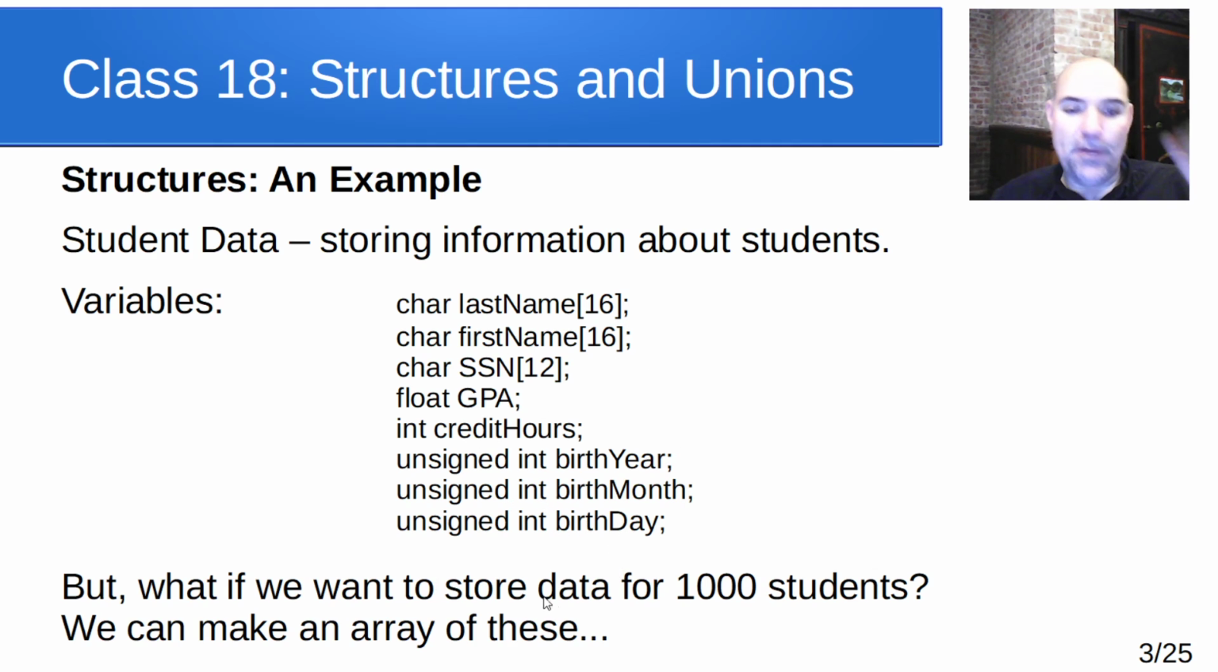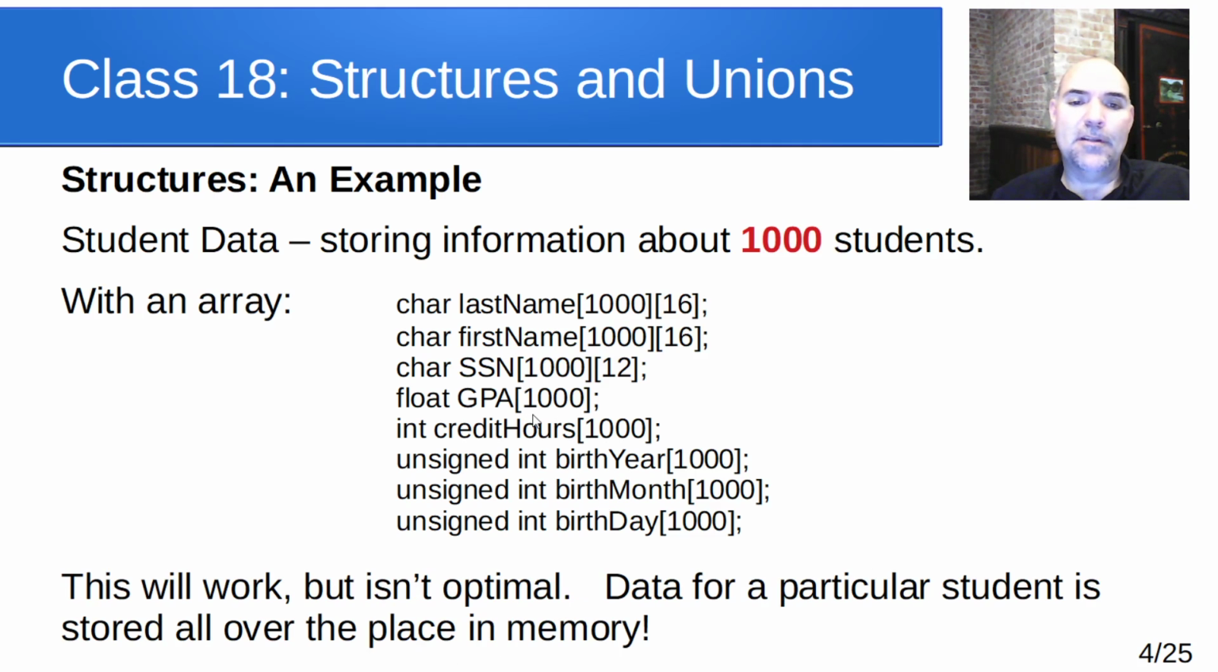But the question is, what if I wanted to store data in my program for 1,000 students or 10,000 students? We could make an array of these things, and that would look like this. So in other words, to store information for 1,000 students, we just say there are going to be 1,000 last names, and each one can have 16 bytes or 16 characters. We're going to have 1,000 first names, and each one is going to have 16 characters. And we do that for all of these variables. Now, in this case, that would work. But there's one thing, actually a few things, that aren't optimal about this.